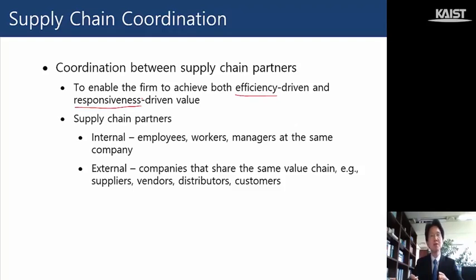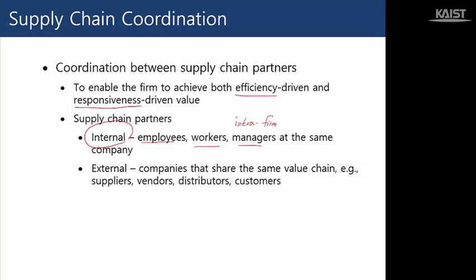When we talk about coordination, we imply that the supply chain partners must coordinate with each other, and there are two different groups of partners. One is internal supply chain partners, like employees, workers, and managers at the same company. You remember when we discussed this typology of coordination, we said that sometimes intra-firm coordination is necessary, and intra-firm implies within the firm. And also the firm or the company must coordinate with external partners, external participants in the same value chain or supply chain.